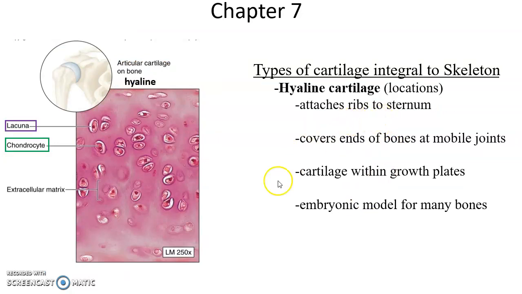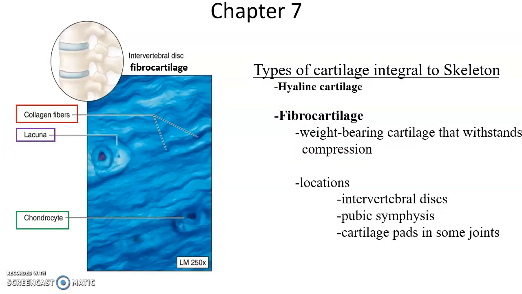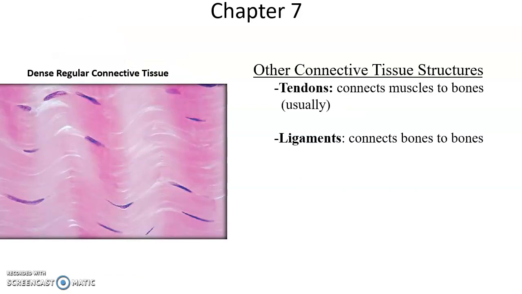Hyaline cartilage is attached to the ribs to the sternum, covers the ends of the bones at mobile joints, forms the growth plates for our bones, and is what forms the embryonic model before bones are produced by the embryo. Fibrocartilage is very weight-bearing cartilage. It can withstand compression. It has lots and lots of collagen fibers. It is found again in the intervertebral discs, the pubic symphysis, and in the cartilage pads for some joints.